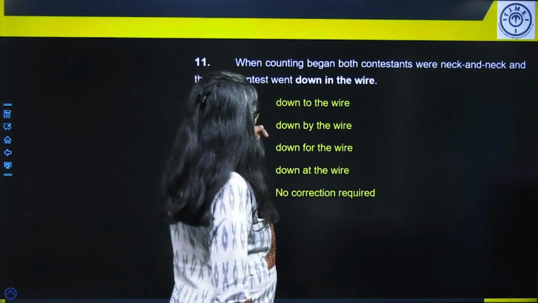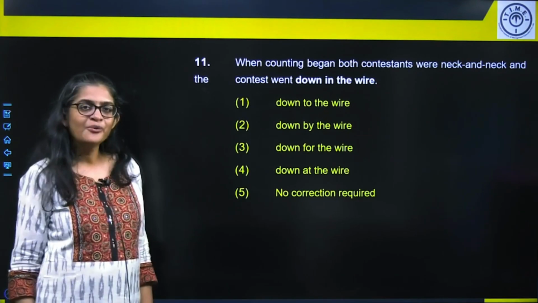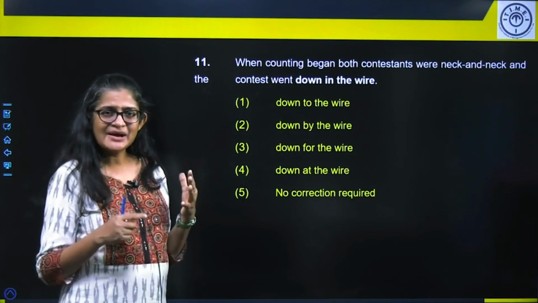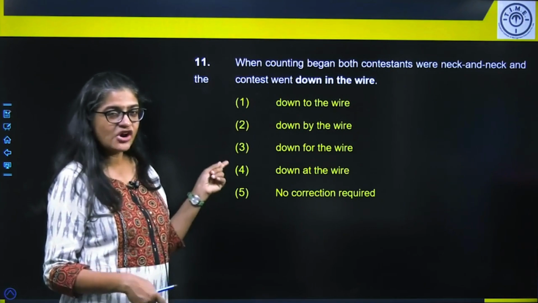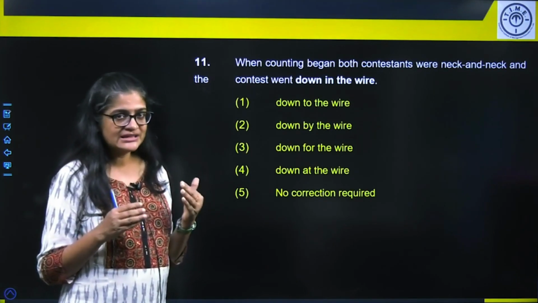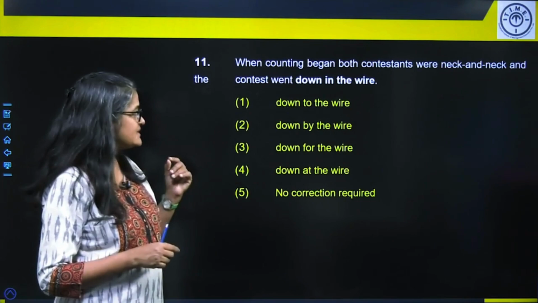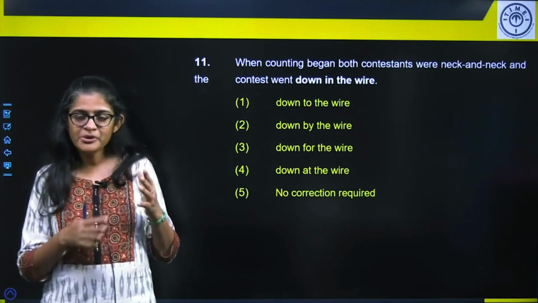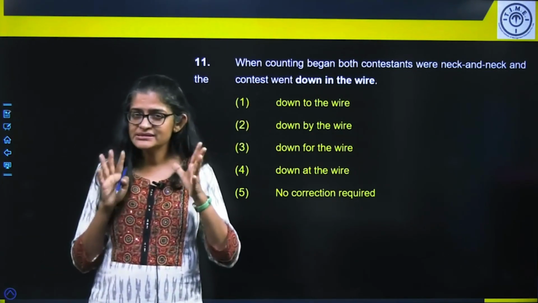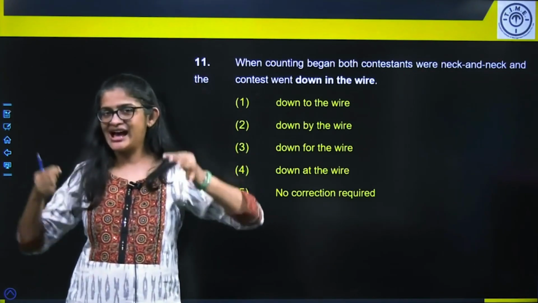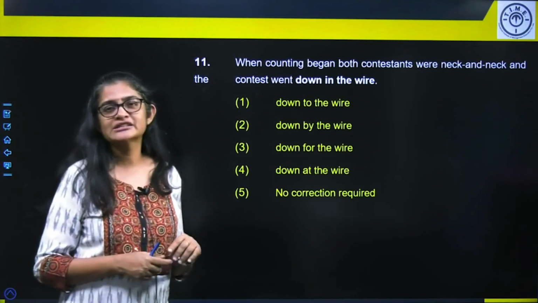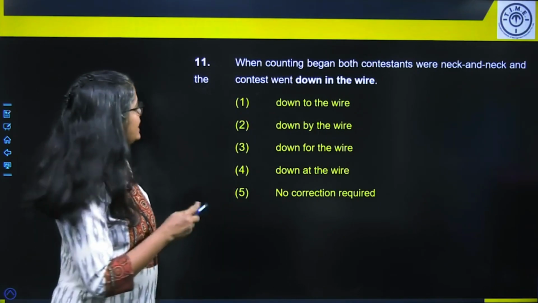Went down to the wire. Okay, what could it mean? See, they were neck and neck, which means there was some sort of uncertainty. This is not a very common idiom, but there was some sort of uncertainty, right? To indicate uncertainty, an informal way of saying it is, it went down to the wire, meaning it was hanging. Basically, we say it was hanging in the air. That is what it means. To go down to the wire is an informal expression to say something was hanging in the air.